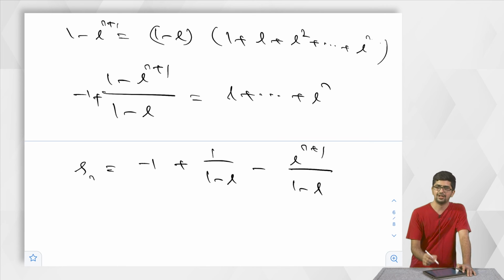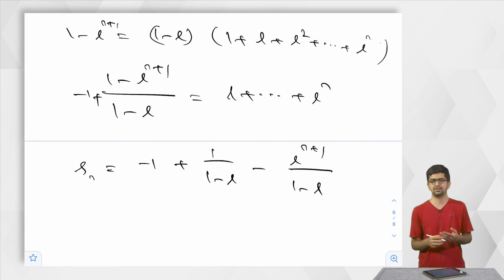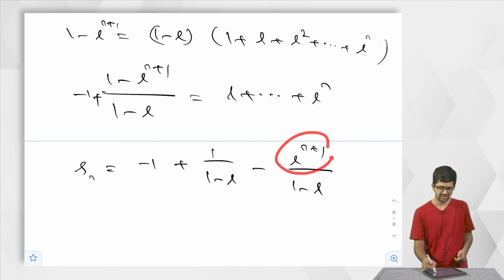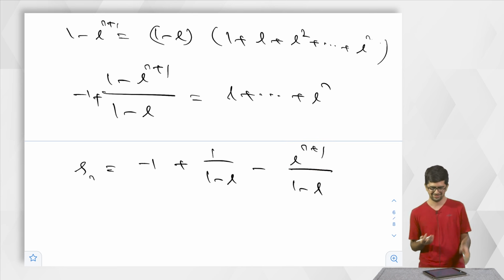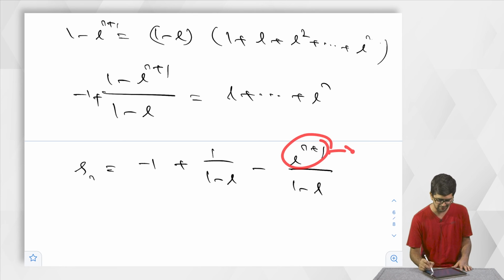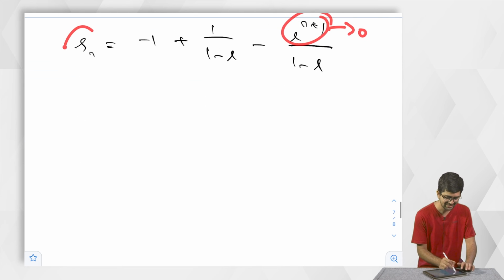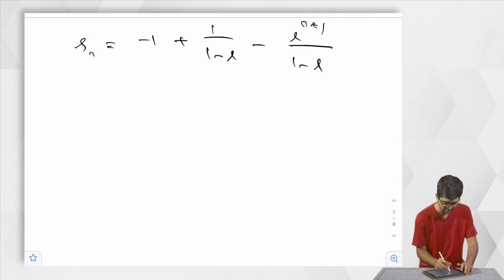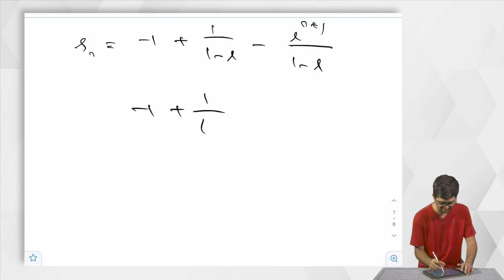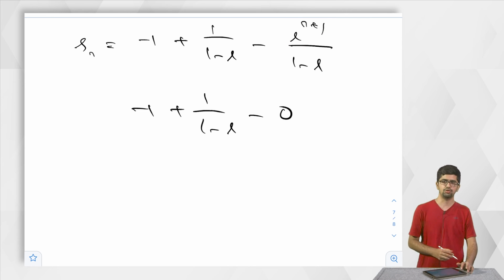because L is less than 1, L power n goes to 0. In particular, this sequence L power n plus 1 also. What is the difference between L power n and L power n plus 1? The L power n sequence starts with L, the L power n plus 1 sequence starts with L square. That is the only difference. So this also goes to 0. So that says what? Sn converges to minus 1 plus 1 by 1 minus L minus 0.